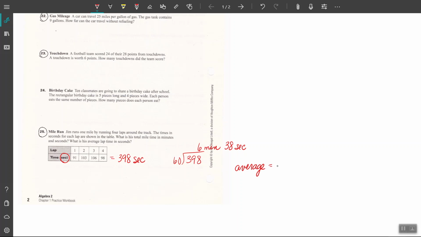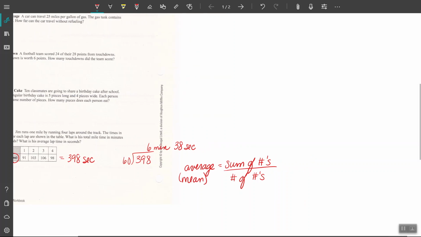This sounds familiar, but an average is just the sum of the numbers, and then you divide that by the number of numbers. Okay, average and mean are the same thing. They specifically use the word mean, average in this problem. Sometimes they'll ask you to find the mean. They're interchangeable. And so we know that the sum of those numbers is 398, and we know that there are 4 numbers because there are 4 laps. 4 numbers that we added together to get 398, and then we divide, and we'll end up with 99.5. Make sure you put your label on, seconds per lap.